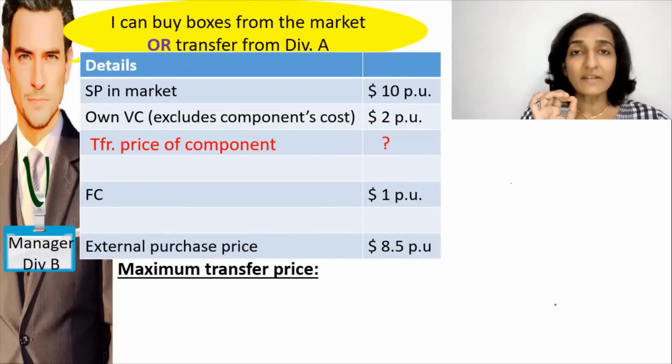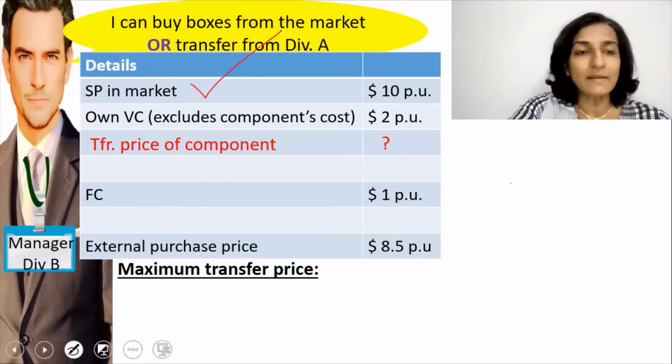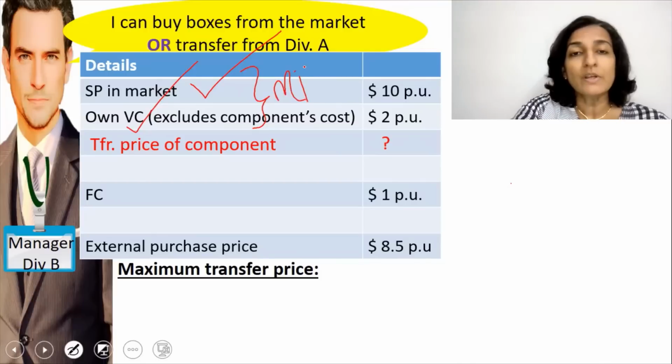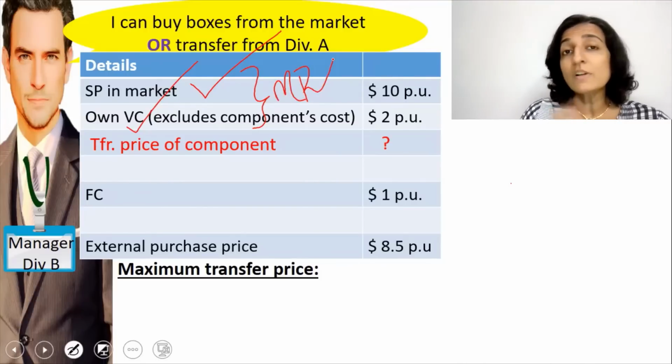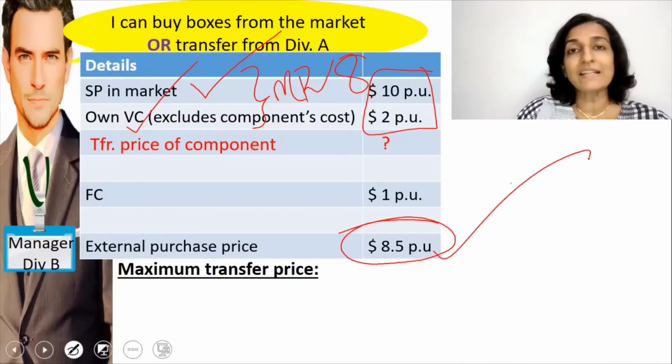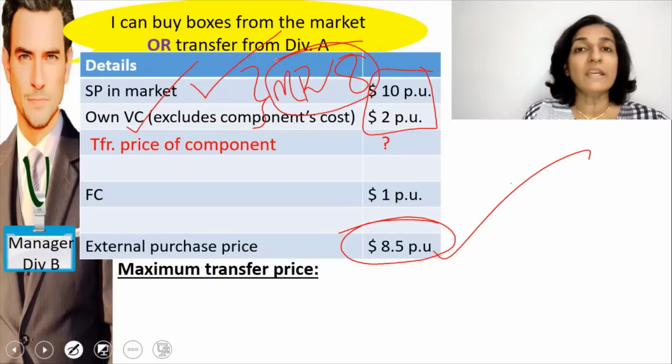So the two items that we will be considering is the selling price minus the own variable cost. And selling price minus own variable cost is nothing but the marginal revenue. So we will consider the marginal revenue. And what is the second thing that we will consider? We will consider whether it is cheaper to buy from the external market. In this case, marginal revenue is $8, that is 10 minus 2, and the external purchase price is 8.5. So it is not cheaper to buy from the external market. So the maximum transfer price will be $8.